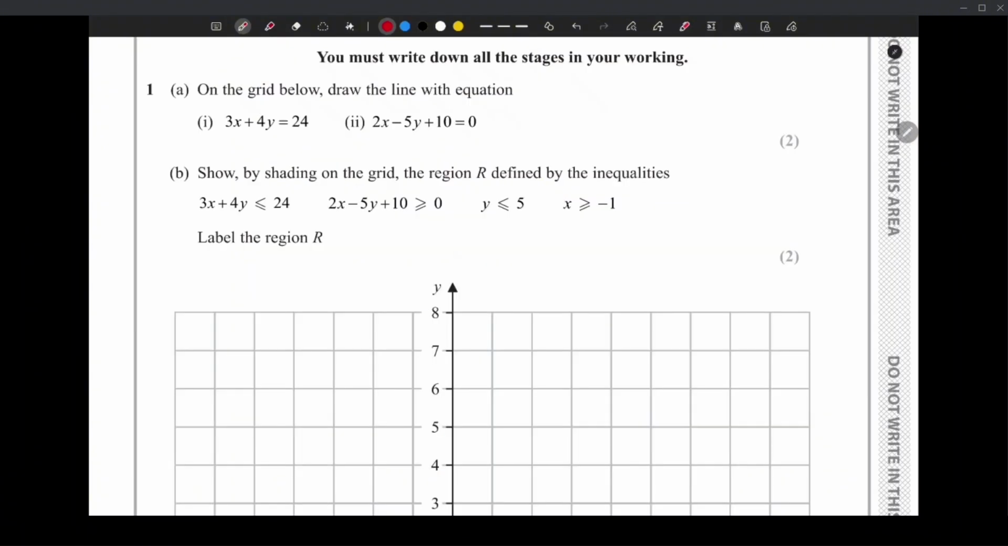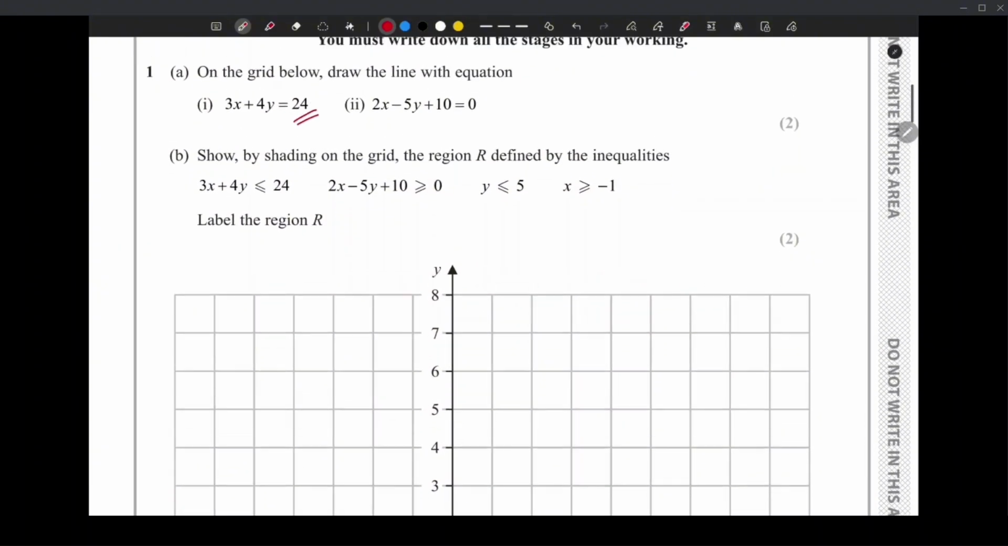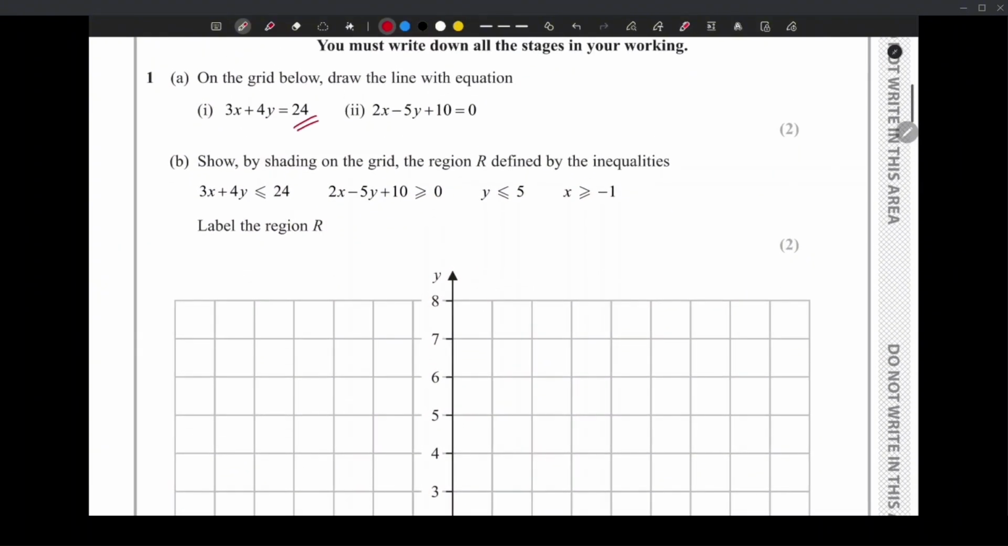So this is the first question. On the grid, we need to draw the line with equation this and this. Let's first work with the first equation. So this is 3x plus 4y. We just need to find two coordinates and we can just join them in order to draw the graph.